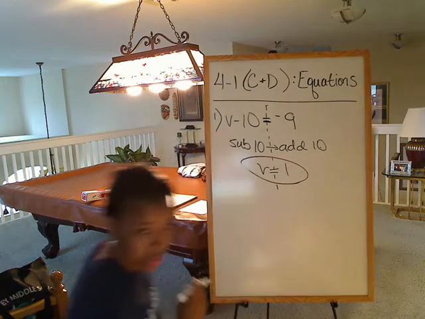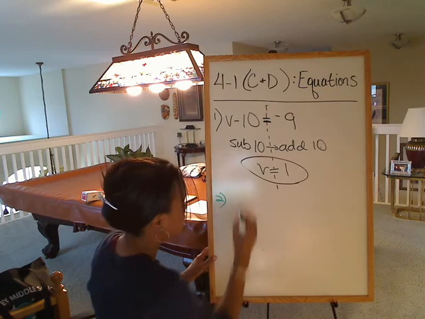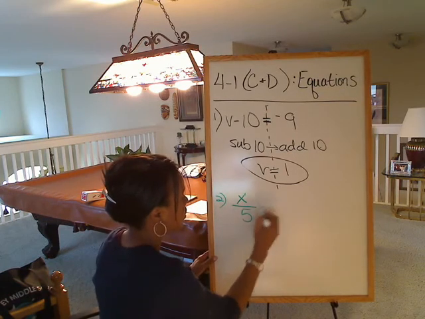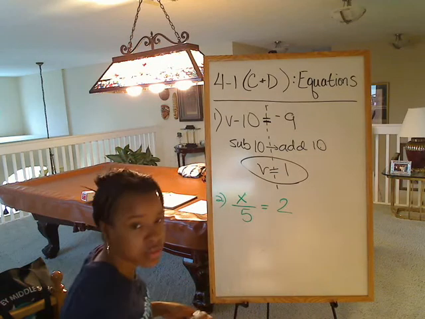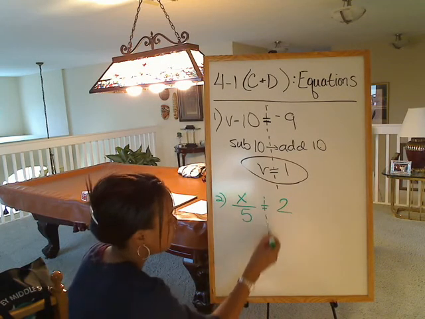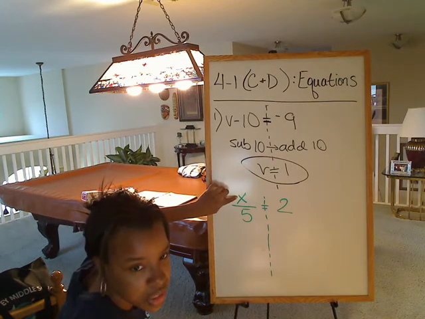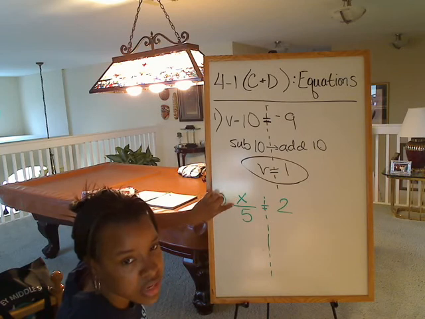Okay, the next question is x over 5 equals 2. So again, you're going to divide your equation in two, where the equal sign is, and then ask yourself the question, here's the variable x, what did they do to x? They divided it by 5.